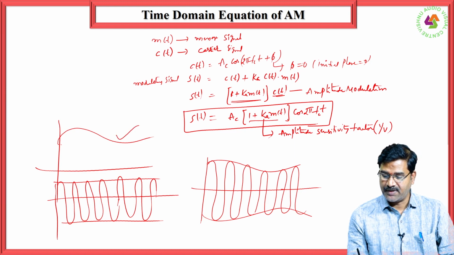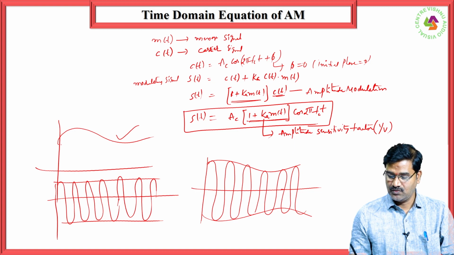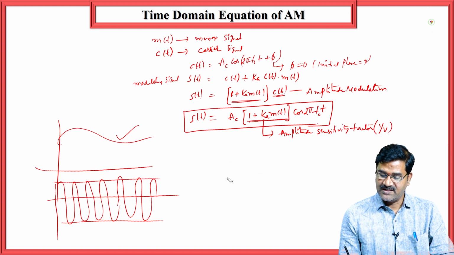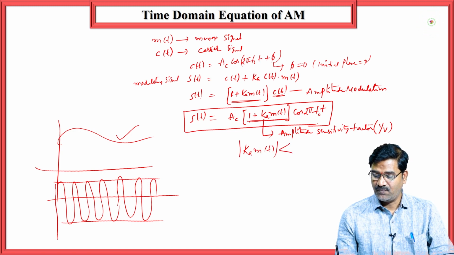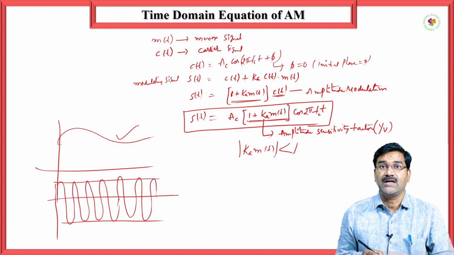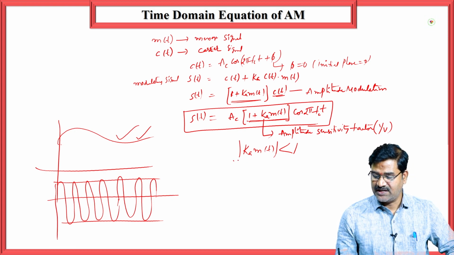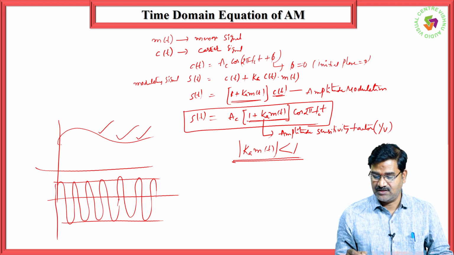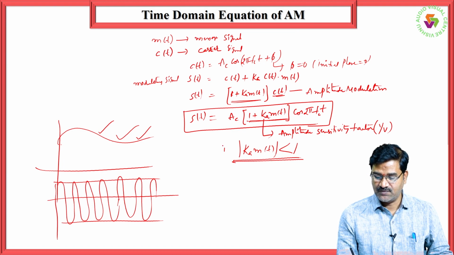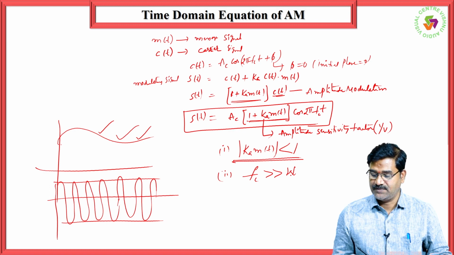always this particular parameter 1 plus Ka m of t must be greater than or equal to 0. So that always this Ka m of t mod must be less than 1. Always Ka m of t must be less than 1 to have the outer shape as your message signal. So, this condition must be satisfied to have the envelope which is looking like the message signal. This is one condition. Another condition is always the carrier frequency must be very much greater than the bandwidth of the message.